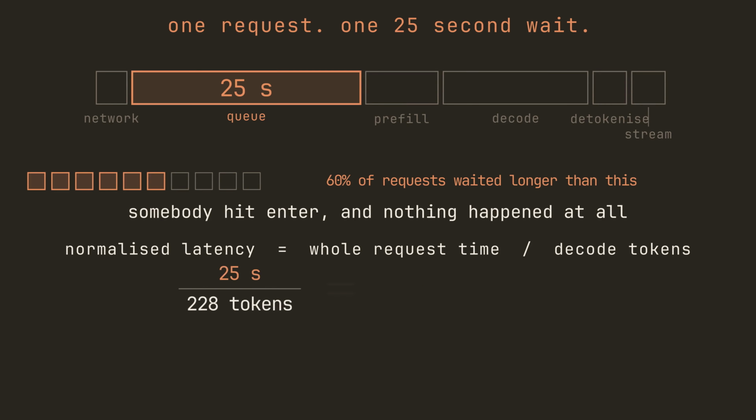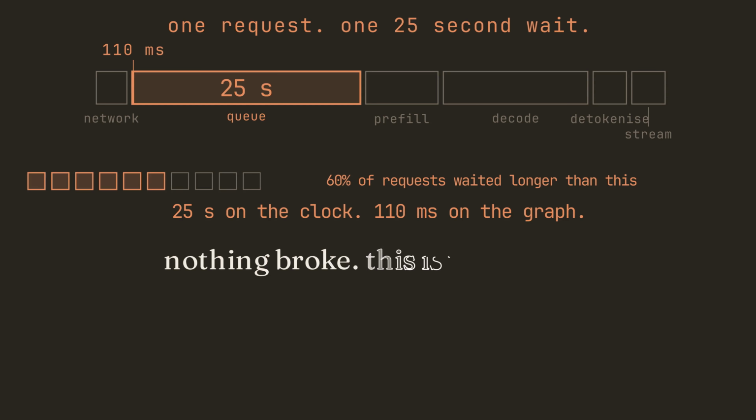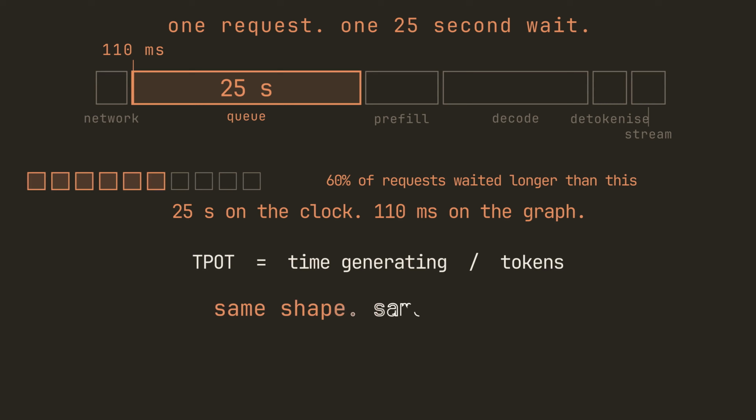Because the median request in that trace produces 228 decode tokens. So spread a 25-second wait across those 228 tokens. And what lands in your metric? Roughly 110 milliseconds each, a 25-second freeze, arriving on your graph as 100 milliseconds. And notice that nothing broke here, right? Nobody misconfigured anything. The measurement did exactly what it was designed to do. And the design is what buries a 25-second stall. So does TPOT have that same problem?